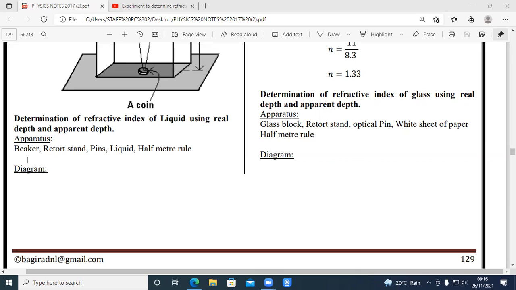So what we need in this experiment: we need a beaker. We also need a retort stand. We need some pins. We need a transparent liquid. Then we need a half-meter rule. The half-meter rule is to take the measurements.